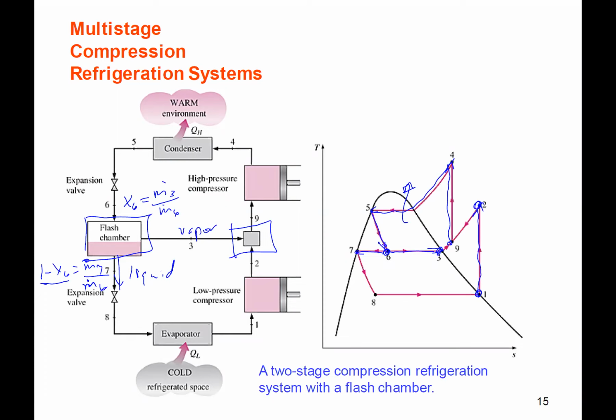And then we have our expansion valve with constant enthalpy again, and then our evaporating, right? Going from 8 to 9, we're evaporating. So we have our QL, QH. Okay. So the magic and the understanding is that flash chamber to do this cycle.